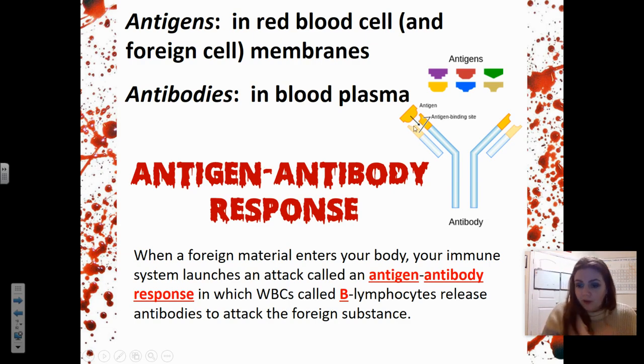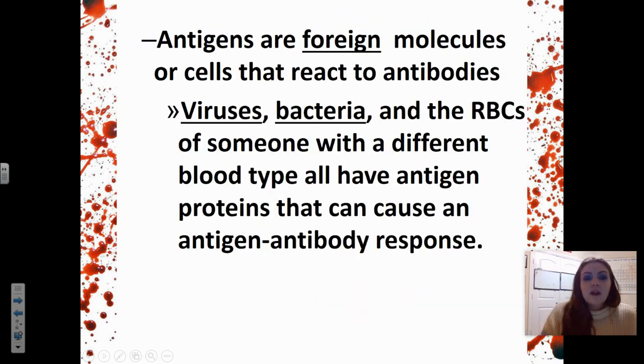So these shapes would fight a blood that's a foreign invader. We have other ones that fight viruses. They're foreign invaders. Antigens are foreign molecules or cells that react to antibodies. Viruses, bacteria, and the red blood cells of someone with a different blood type all have an antigen protein that can cause you to have an antigen antibody response.